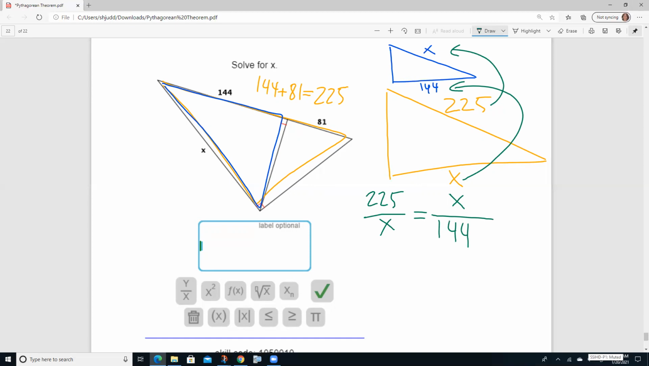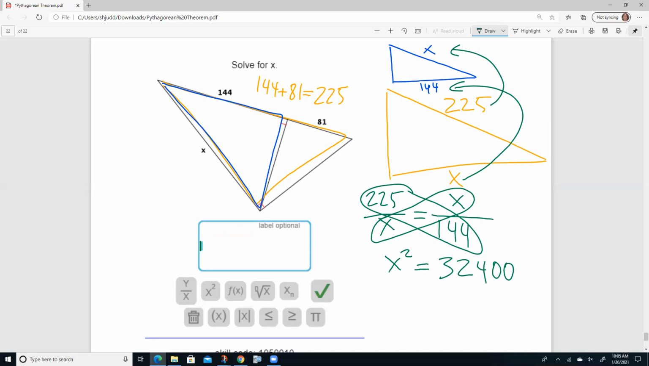So I can go ahead and cross multiply. x times x is x squared. 225 times 144 equals 32,400. And it's really nice on this one that there was no plus x, so I didn't have to do any distribution. So my final step here in order to solve is just taking the square root. And that's going to give me an x value of 180.